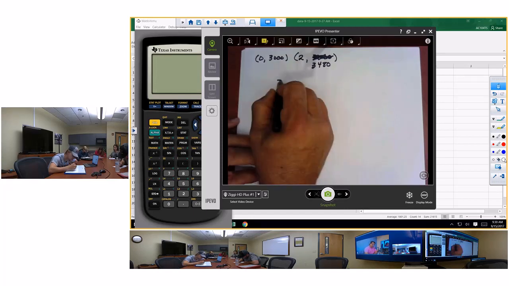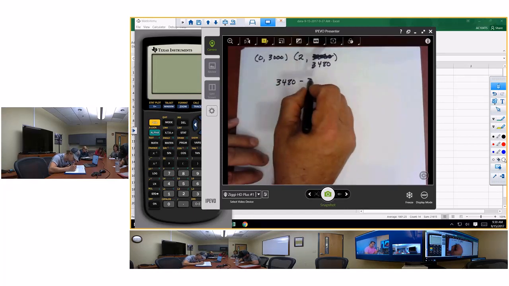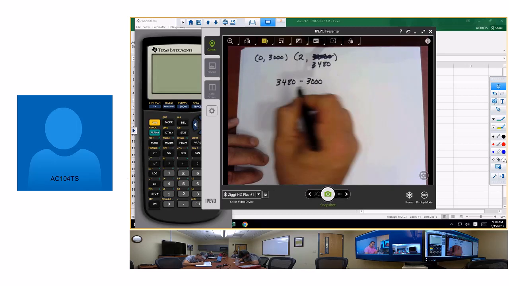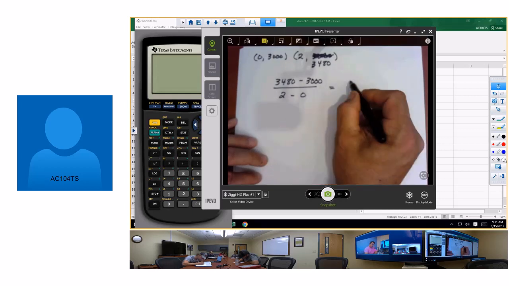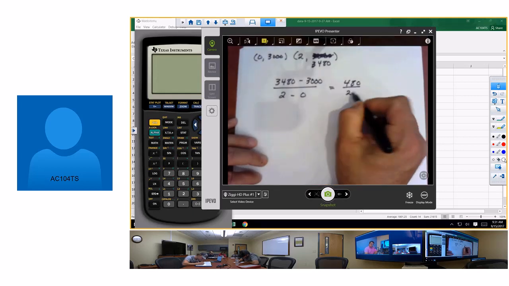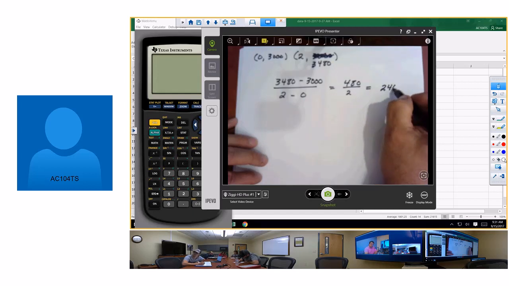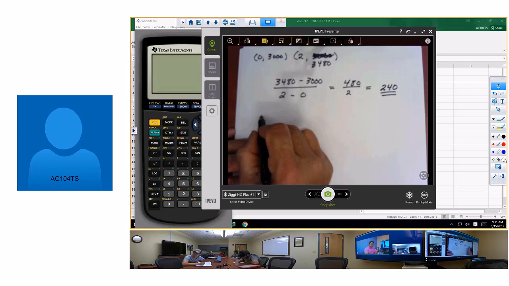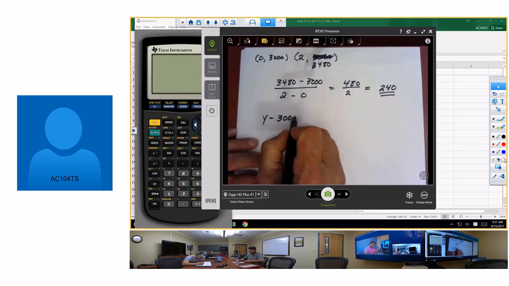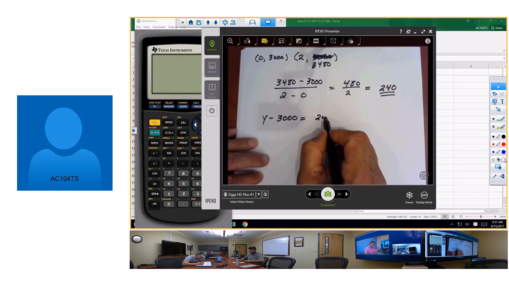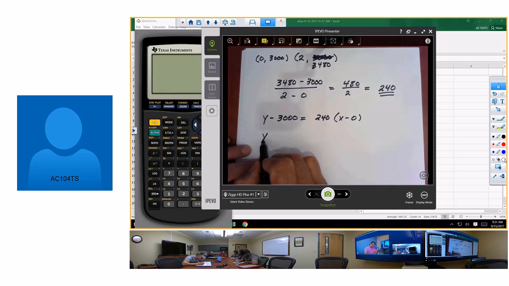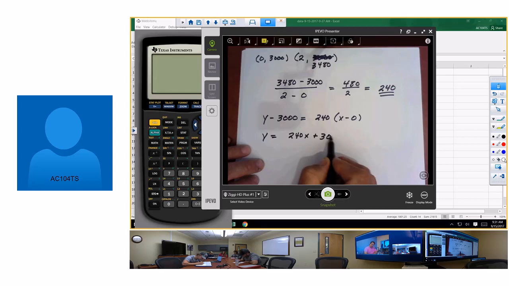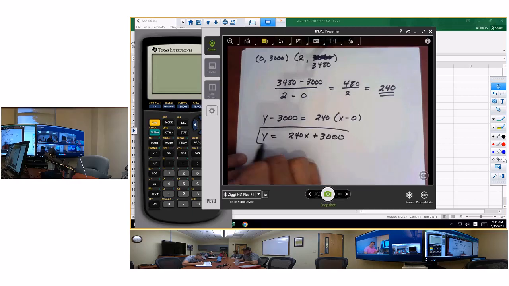So 3,480 minus 3,000 over 2 minus 0. And that comes up to 480 over 2, which is equal to what? 240. So y minus 3,000 equals 240 times x minus 0, y is equal to 240x plus 3,000. That's what I got.